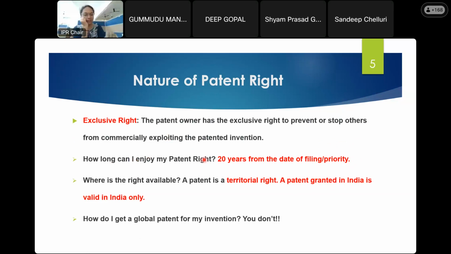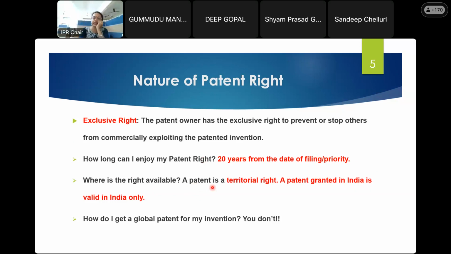Since you are taking the patent class, if anybody asks this question, you are supposed to answer it correctly. In general, people think that whenever the patent is granted, the 20 years time will be calculated from that, but that is not the case. The 20 years time will be calculated from your date of filing.